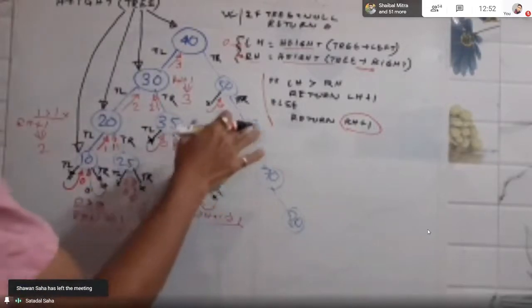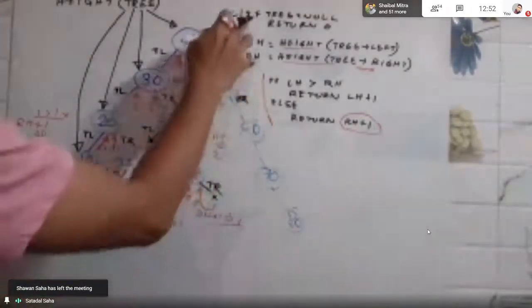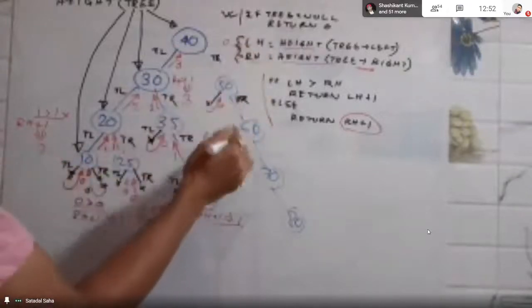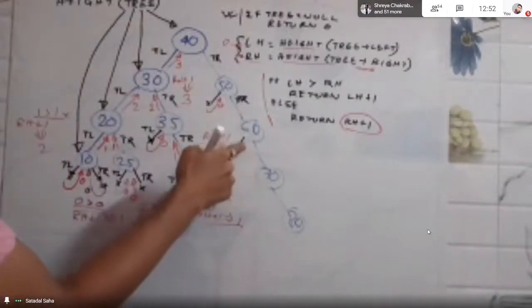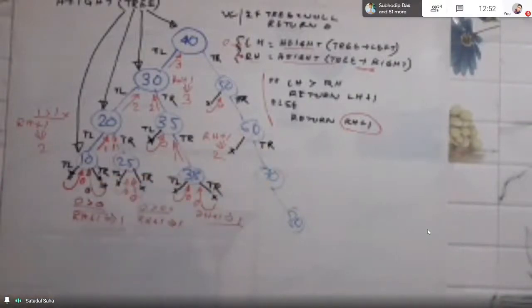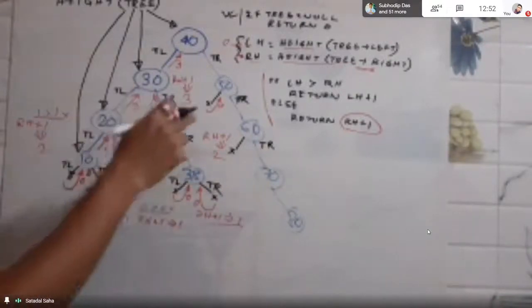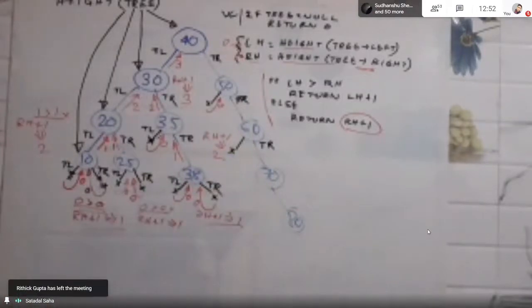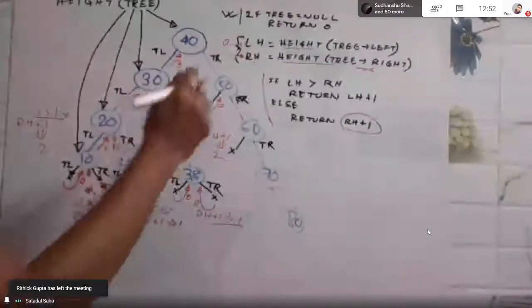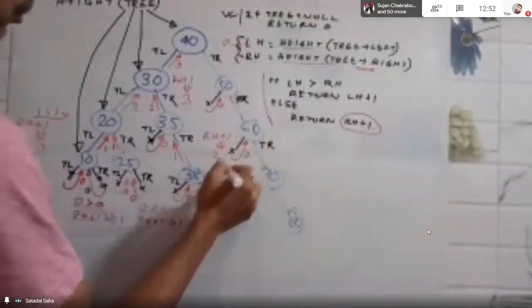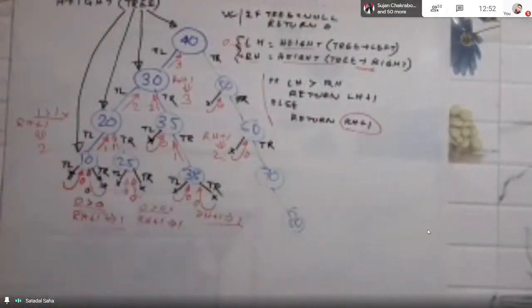Now going to 60, we can see 60 is also not equal to null. So it will again execute these two lines. 60 will call the function height with its left subtree, which is null, and later it will call its right subtree, which is 70. First it calls its left subtree, which will return the value 0, because all null will return the value 0. So from this point it will get the value 0. Next it will call its right subtree.